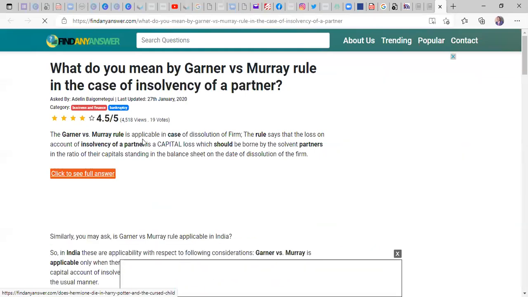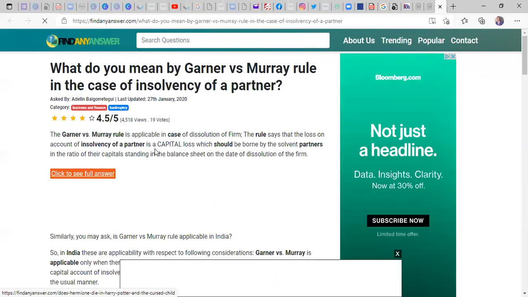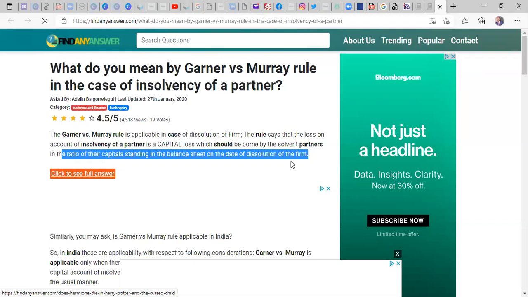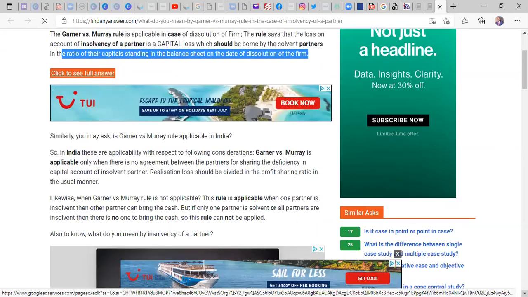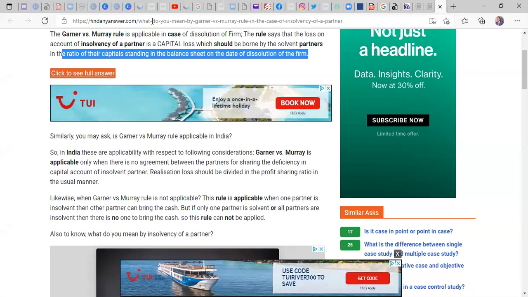Okay, so it's a rule that's applicable to dissolution of partnerships, and the rule says that the loss on insolvency of a partner is a capital loss which should be borne by the solvent partners in the ratio of their capital standing at the balance sheet date, at the date of dissolution. So what are the respective capital balances for our partners at the date of dissolution? This is where we have controversy between the respective people.